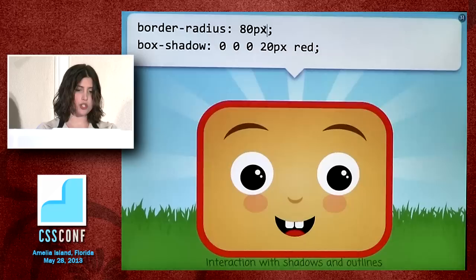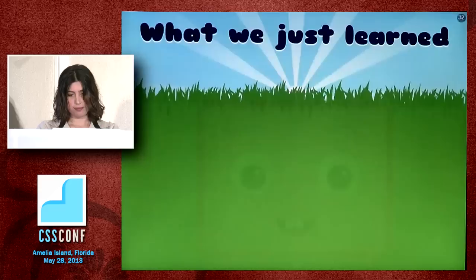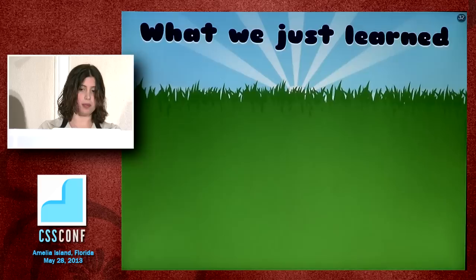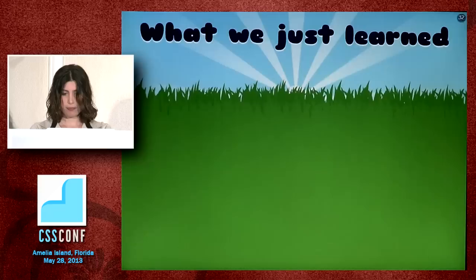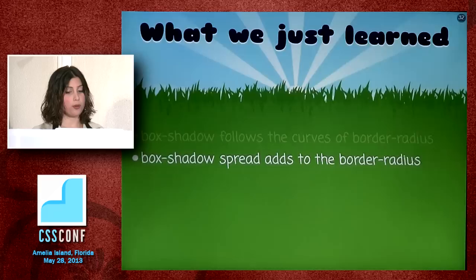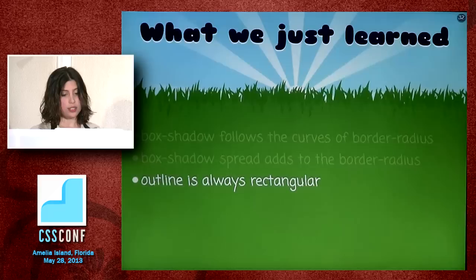So we don't need those outlines. And it even behaves the same. It doesn't affect layout, just like outlines, which is what we want, because if we could use a border, borders affect layout, and we might not want this. So what we just learned: box shadow follows the curves of border radius, and spread adds to the border radius, or negative spread subtracts from border radius, which is basically the same thing. Outline is always rectangular, it doesn't follow it, but we can emulate an outline with box shadow.